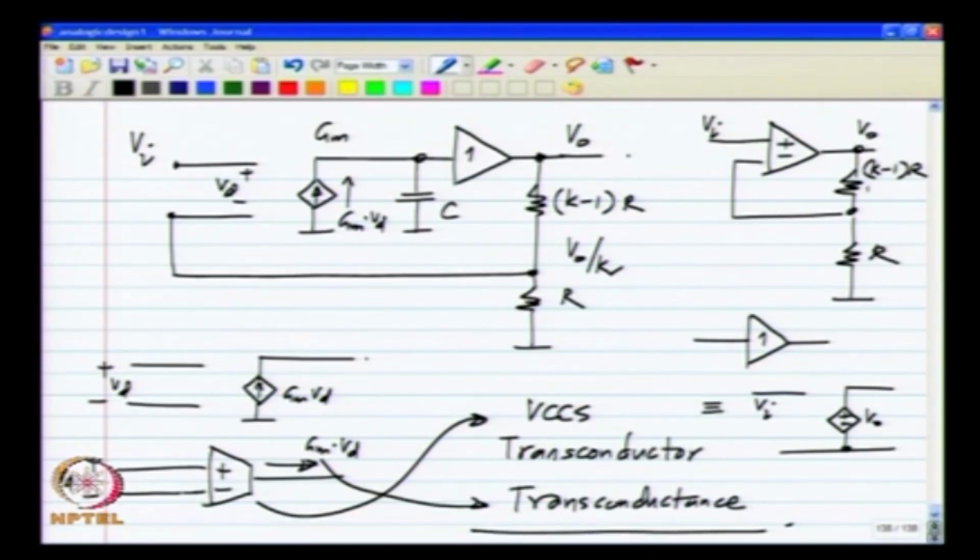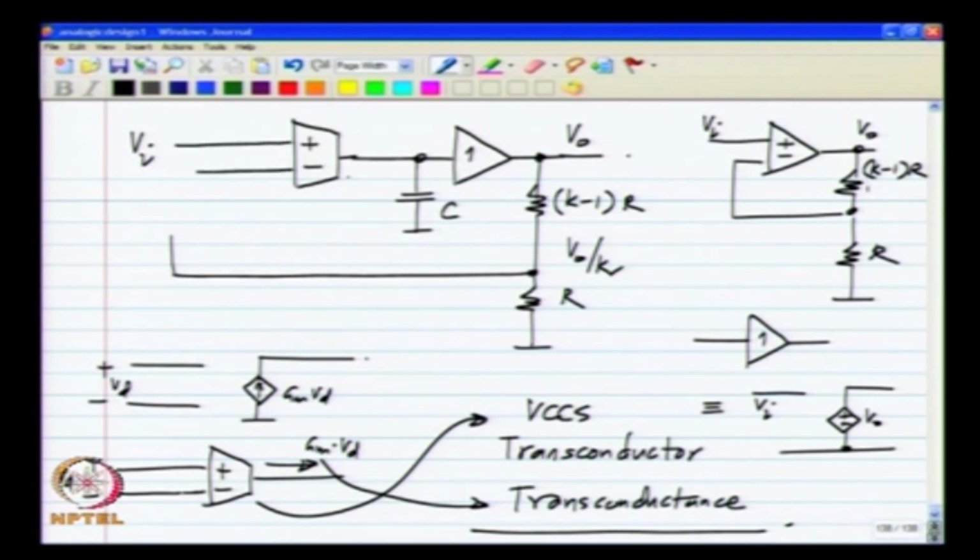Okay. So, with that change, the picture of my op amp implementation will look like this. Okay. And I will write Gm here to indicate the transconductance. Okay. That is all that is there to it. So, we have the op amp.